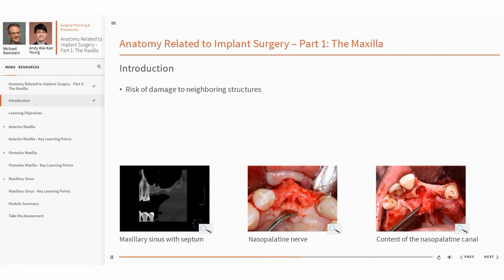The aim of this module is to describe anatomical challenges of the anterior and posterior maxilla with relevance to implant placement. It should be emphasized that there may be numerous variations of each anatomical structure. Not all are described in this module. This makes treatment planning all the more important.